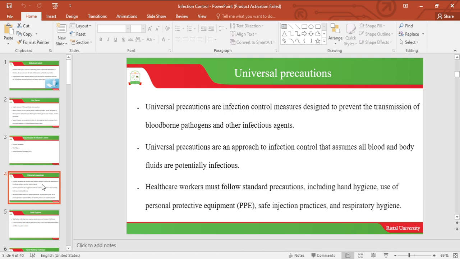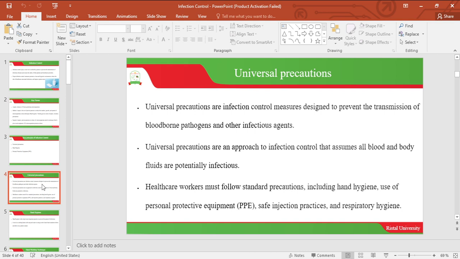Universal precautions are infection control measures designed to prevent transmission of bloodborne pathogens and other infectious agents. Universal precautions are an approach to infection control that assumes all blood and body fluids are potentially infectious. As health workers or students, we should not take for granted blood or body fluids coming from an individual because these are mostly infectious because they could be carrying some microorganisms.